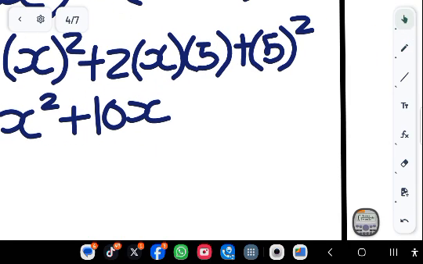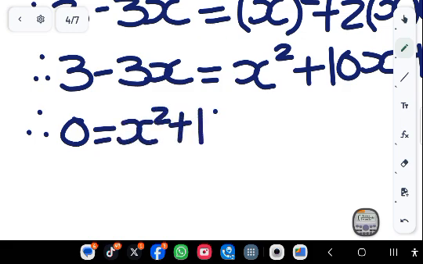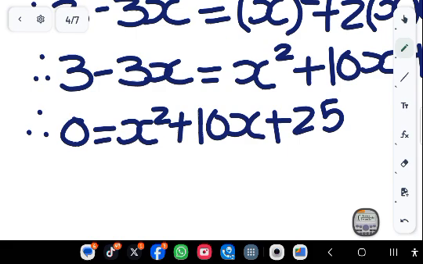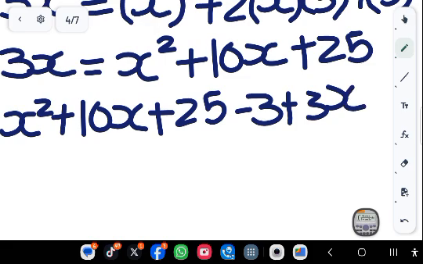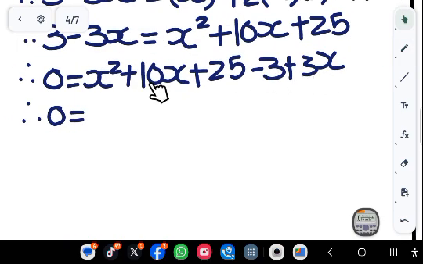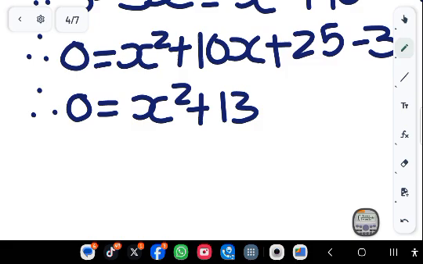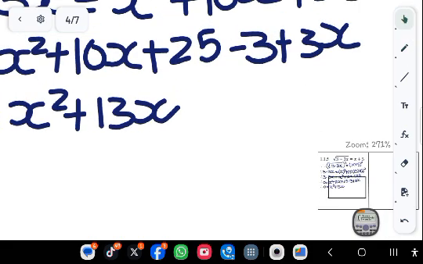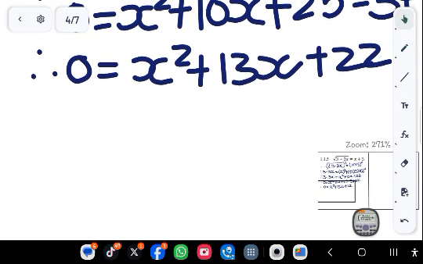10x plus 25. Take everything to the right hand side, so therefore 0 equals x squared plus 10x plus 25 minus 3 plus 3x. Add like terms. That leaves us with 0 equals x squared plus 10x. Okay, the like terms are 10x and 3x. That leaves us with 13x. So that's x squared plus 13x, 25 minus 3, that is 22. Factorize.